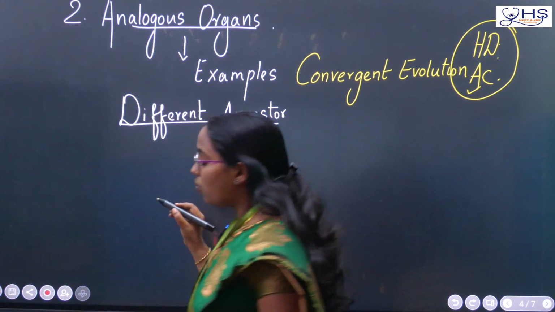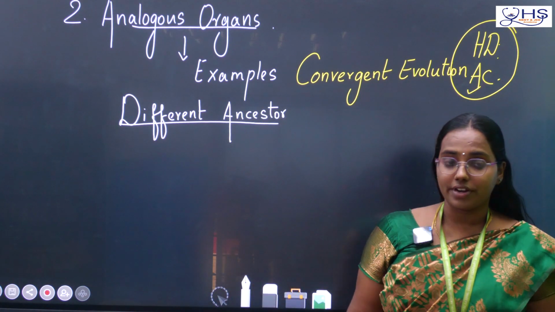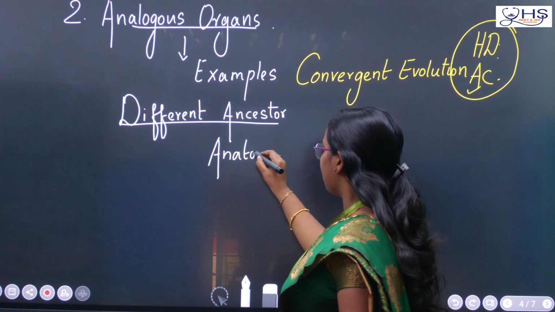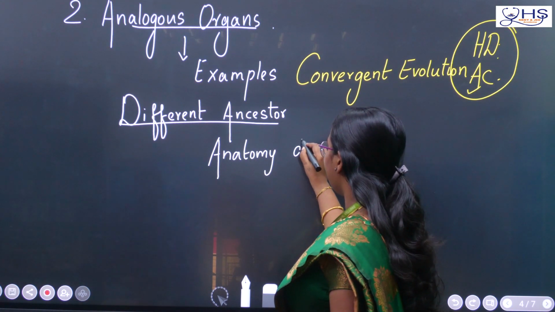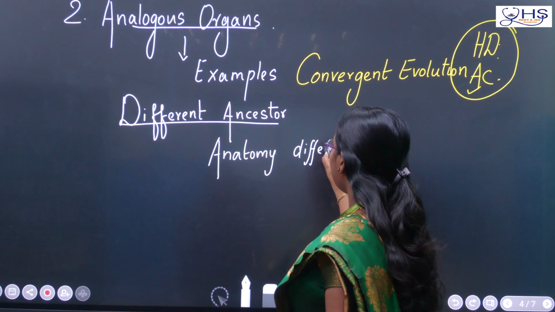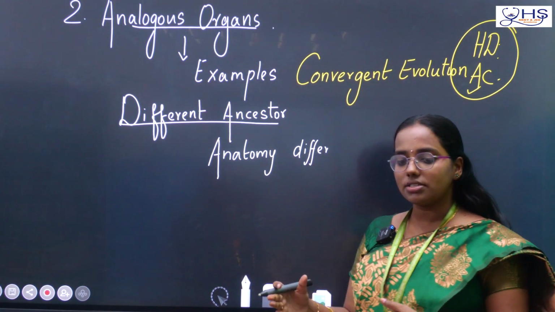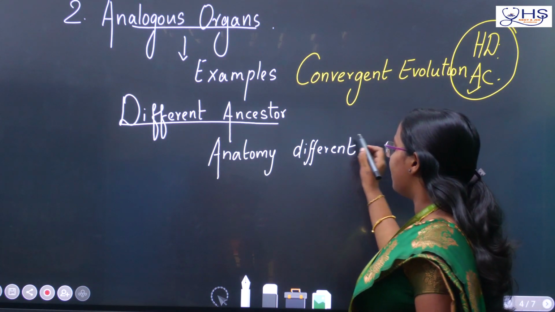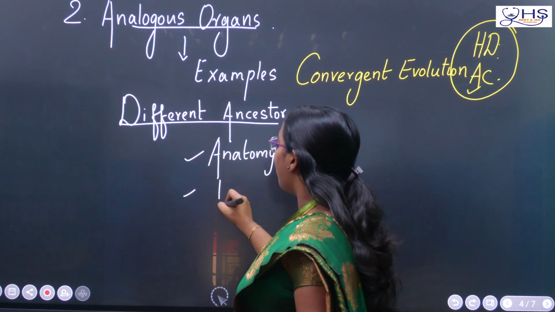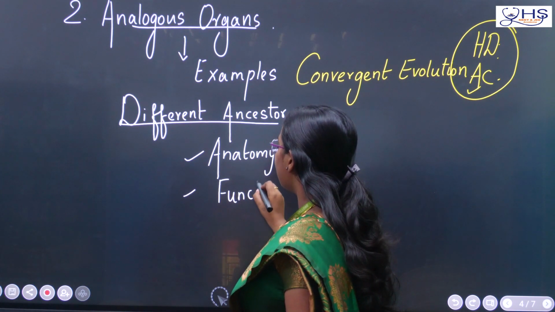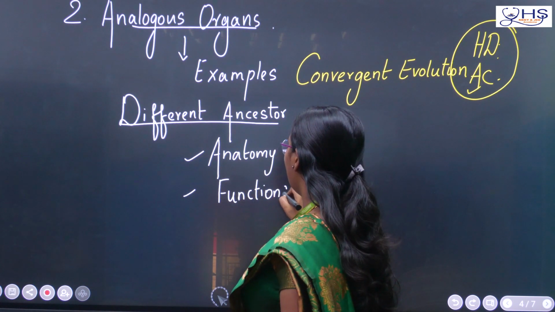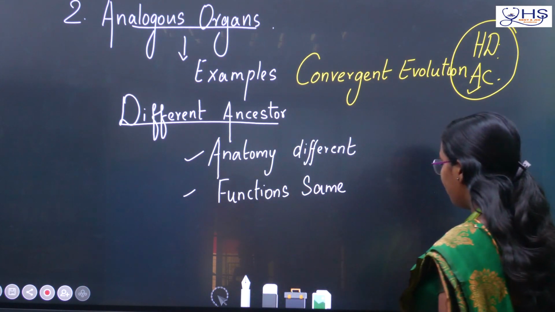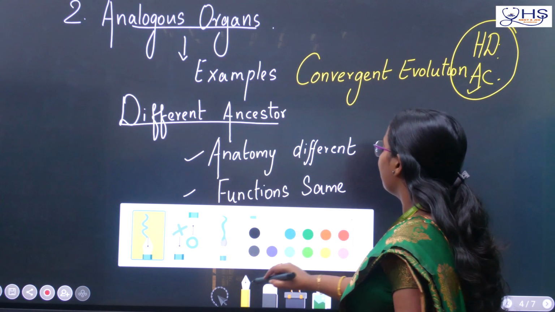So from this, we can say, if the ancestor is different, then the anatomy is going to be different. Why will the anatomy be different? Because the species are totally unrelated. Their ancestors are no more the same, so obviously their anatomy will also be different. Anatomy is different, but the functions are the same. They perform the same functions. We are going to see some examples of this condition.